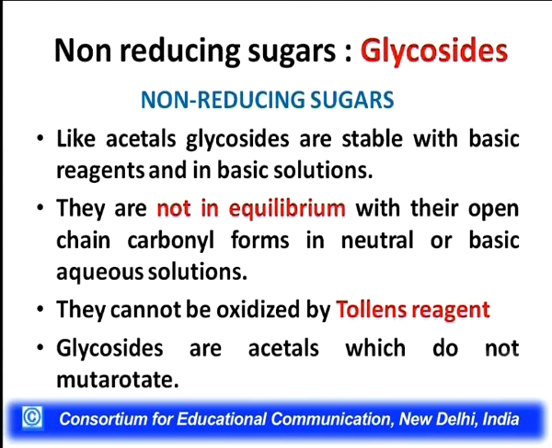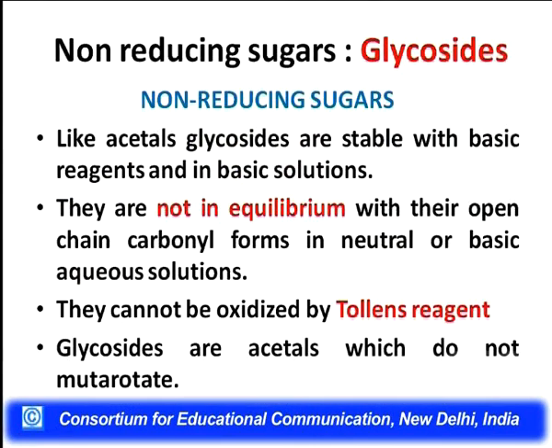Because the hemiacetal part of them is involved in bond formation when I talk of methyl glycoside. But if I talk of lactose, then since the hemiacetal carbon is free, it will be a reducing sugar. So we say that acetals, glycosides are stable with basic reagents and they are non-reducing. They are non-reducing because they are not in equilibrium with their open chain carbonyl forms in neutral or basic aqueous solutions. Hence, they cannot be oxidized by Tollens reagent.